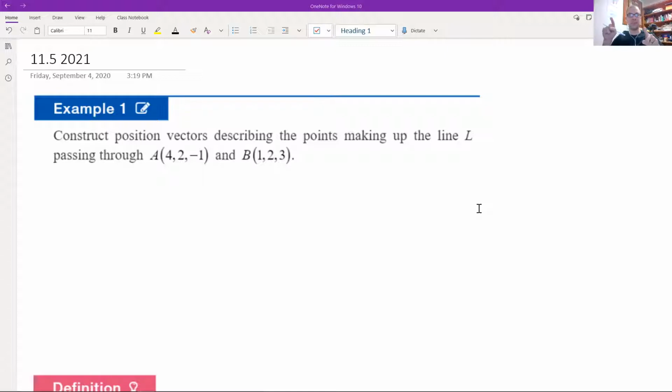So here we're given 2 points. We should make a direction vector according to those 2 points, because that gives us the direction of the line that we want to go through. So, make a direction vector using A and B, and then write it in parametric vector form.